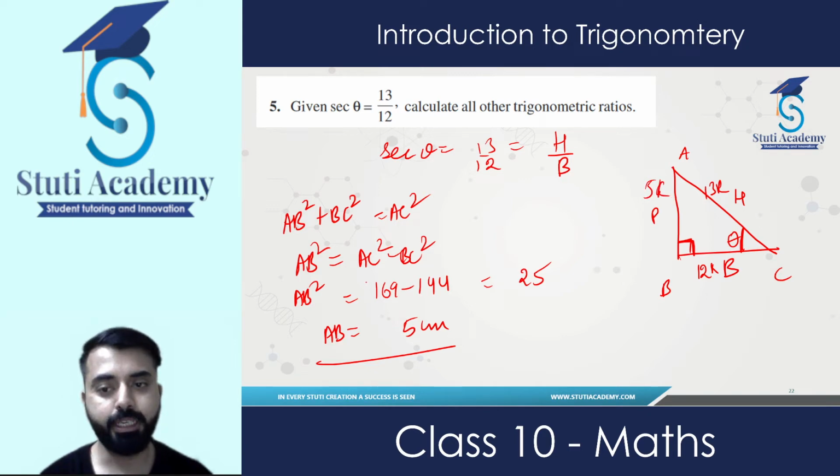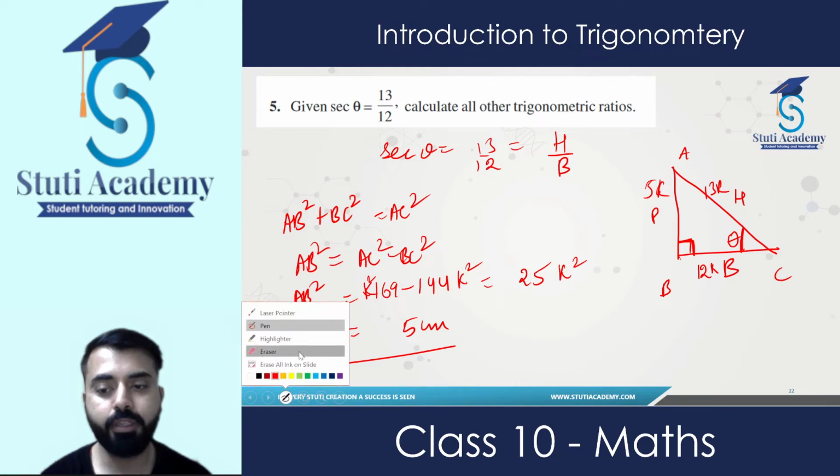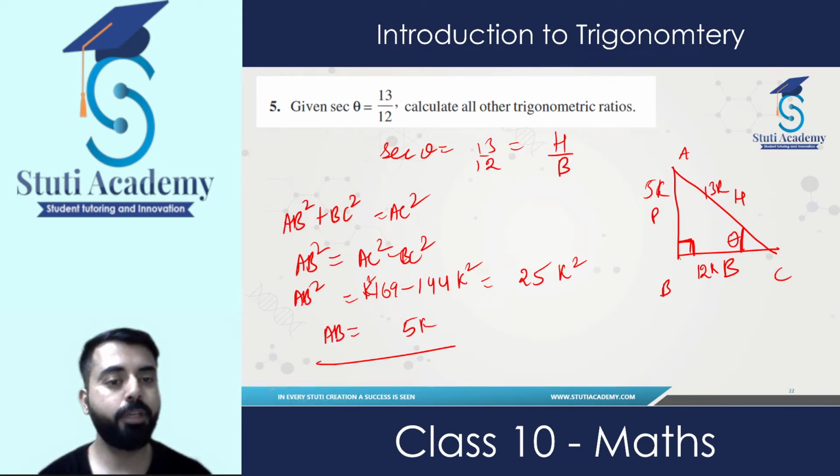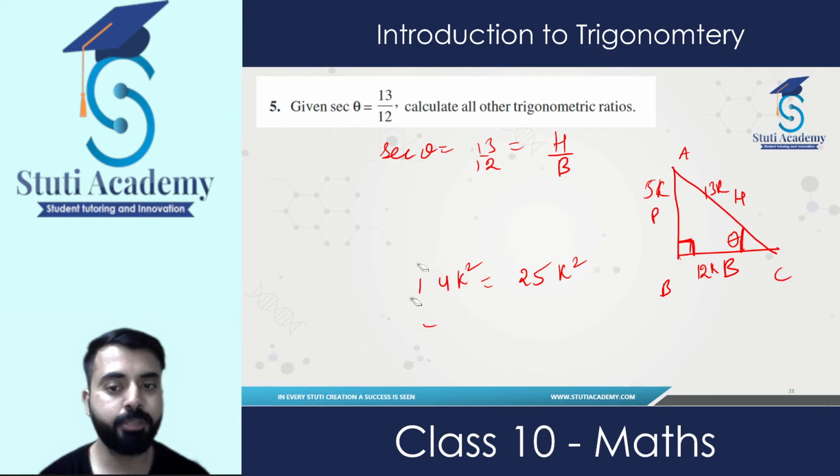I know this is 5 centimeter, or you can say 5k. Since we are taking k also, this is k square, this is k square also, and I will have a k square as well. So I will have 5k as my side. Now you see I have each and every dimension, so I'm just going to erase this one since we have to find each and every trigonometric ratio.